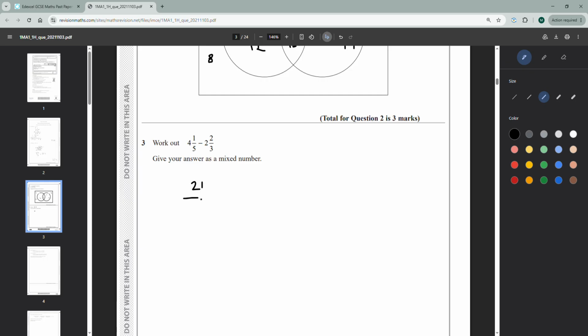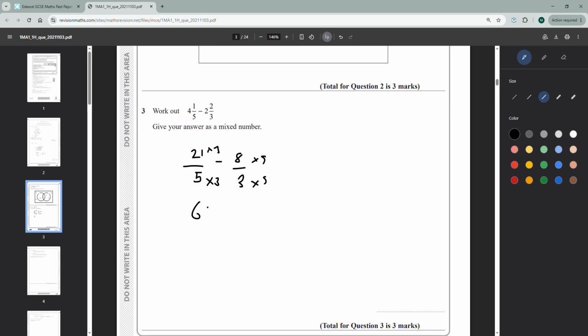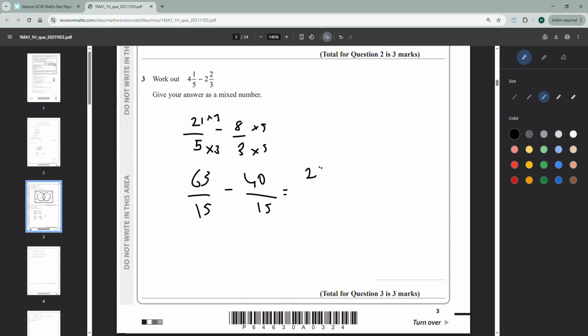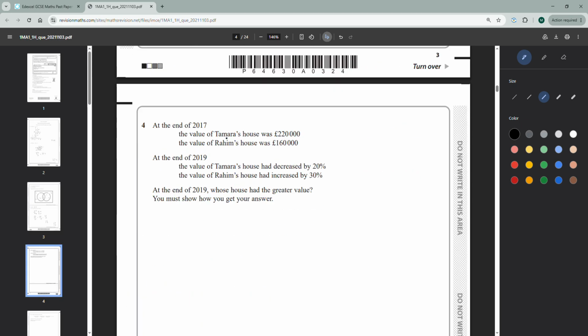Alright, next one. 21 over 5. You know, this is so far good. Like, if I'm stuck on the 10th question, don't question me. Alright, 3 times 2 is 8. Oh god. Okay, 8 over 3. Times this by 5. Bottom, 5, 5. Times 3. So that is 63 over 15. Take away 40 over 15, and that will give us 23 over 15. Now we have to make it a mixed fraction, which is 1 and 8 over 15, because 15 times 1 is 15, and 8 from 23.